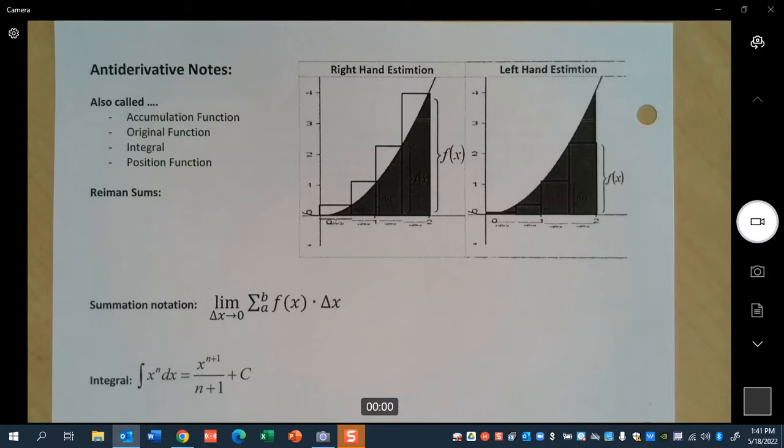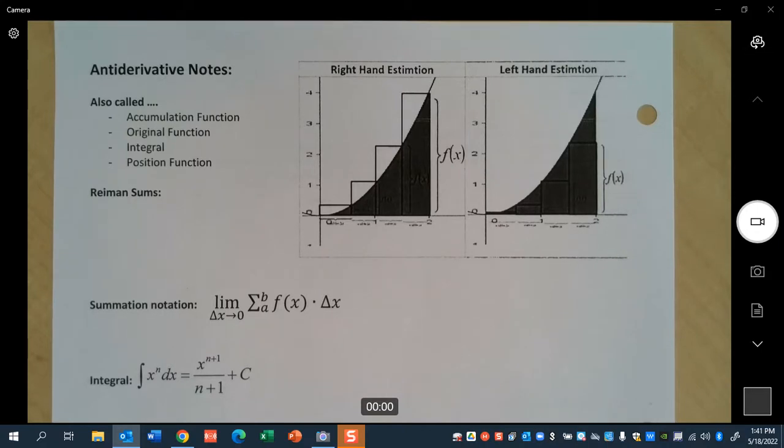That's the whole idea of integration. So we can talk about it as our original function. We can talk about it as our position function. We can talk about it as the integral, the result of doing integration, or you could call it your antiderivative. So all of those things apply.